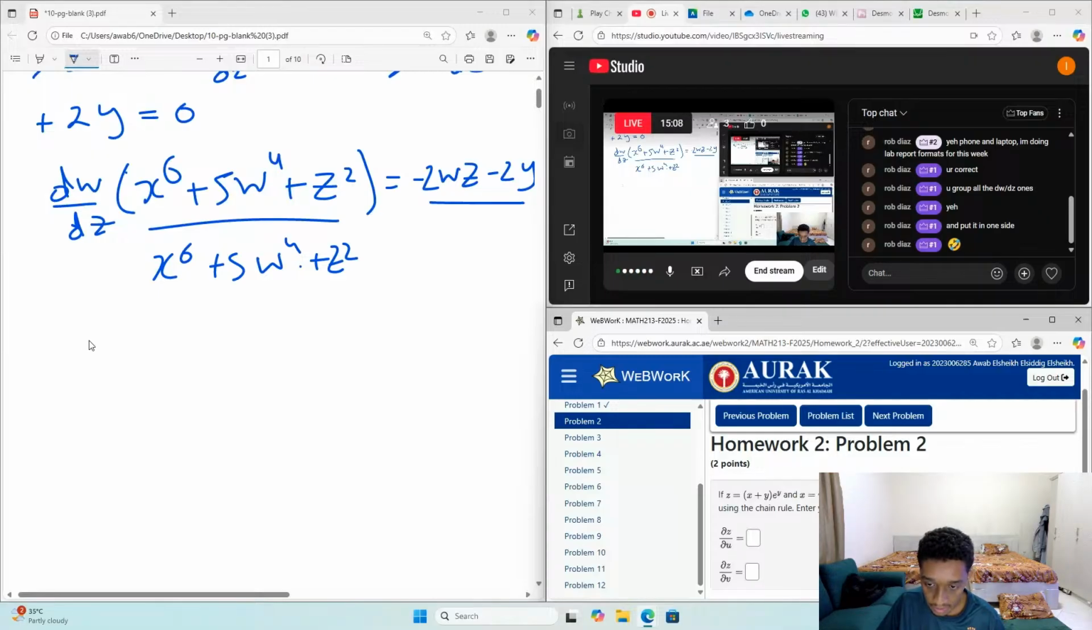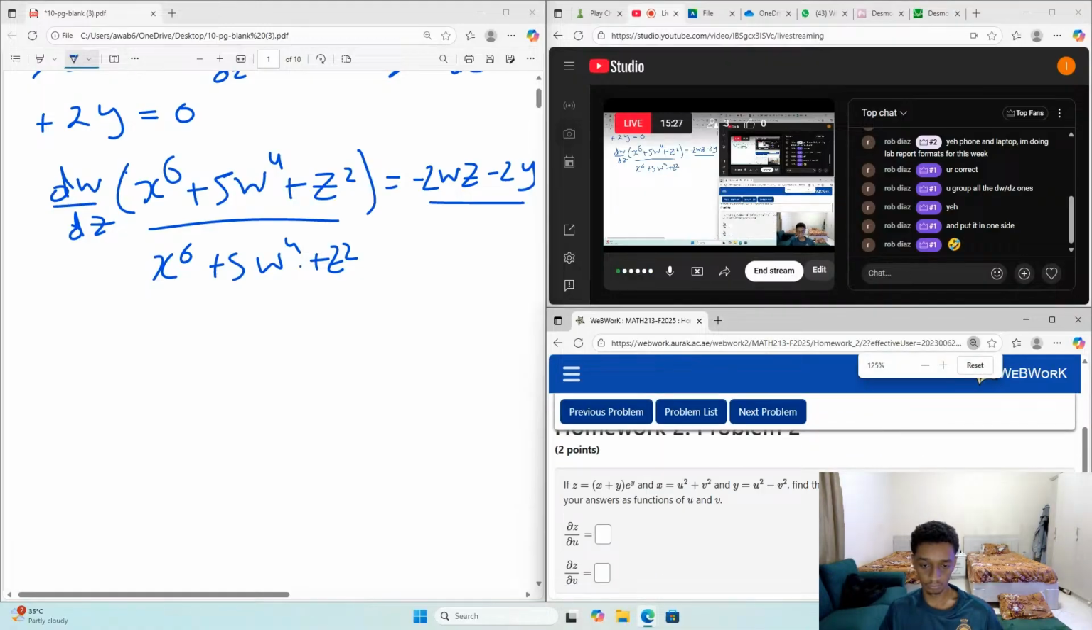Z is equal x plus y e raised to y, and x is equal u square plus v square y. Find the following partial derivative using chain rule. Enter your answer as a function of u and v. Z is equal x plus y e raised to.